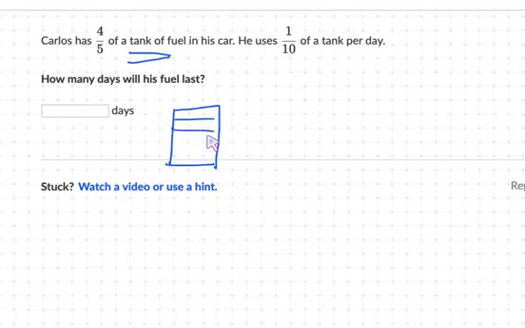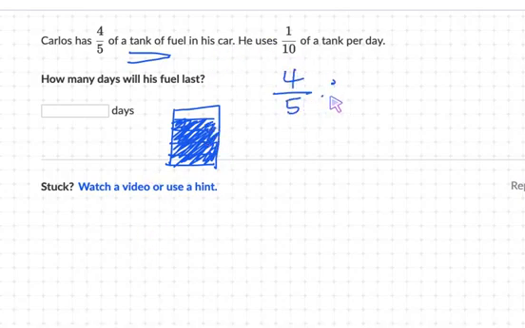We have 4/5 of his tank that is full, and we're going to try and divide it into different days where he uses 1/10 each day. Okay? So your setup should be 4/5 divided by 1/10. We want to know how many of those 1/10 are in there.